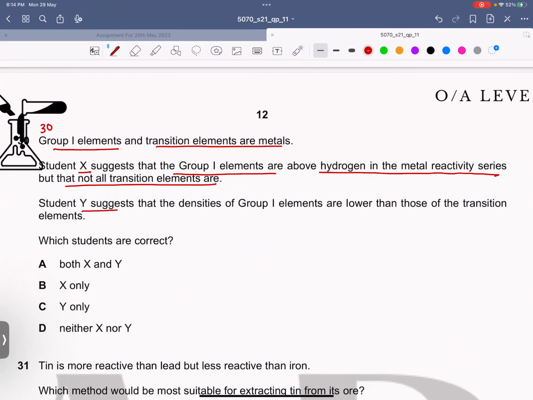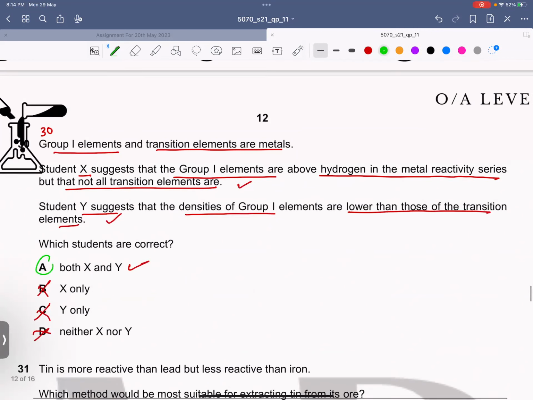Student Y suggested that the densities of group 1 elements are lower than those of the transition elements. Yes, this is correct. Both statements are actually correct. Which students are correct? Yes, both X and Y. So your A option is correct.